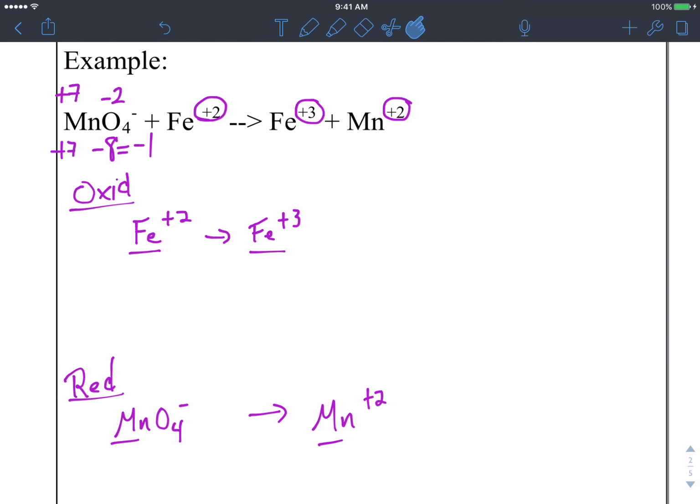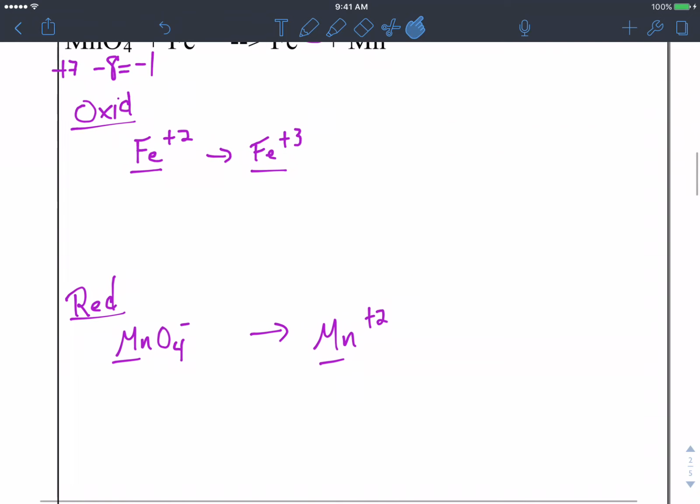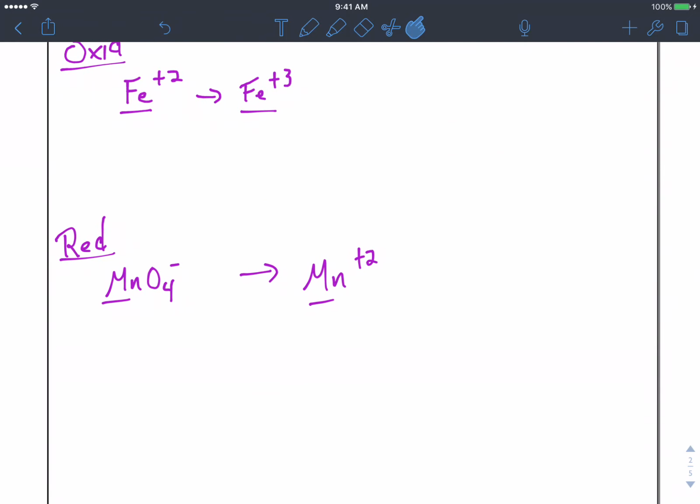All right, there is no oxygen or hydrogen in the oxidation reaction from the iron, but there is in the manganese reaction. So we have 4 oxygens on the left side, which means we're going to add 4 waters to the right side. Then we need to take those 8 H's that we just added on, and we need to add 8 H pluses to the opposite side.